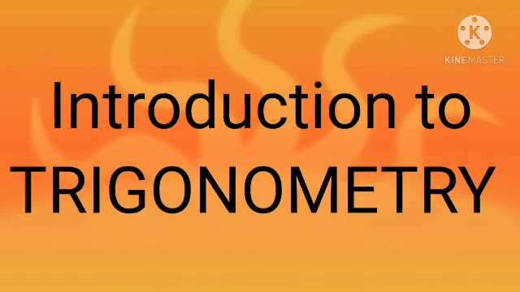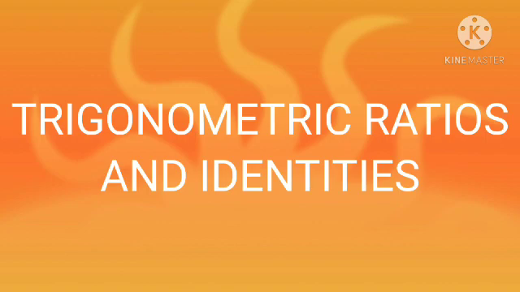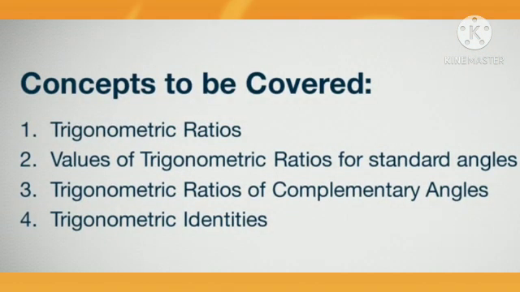Now we are moving to the second chapter of today's revision, that is Introduction to Trigonometry. In this chapter we are dealing mainly with right triangles, and we are studying the important trigonometric ratios and trigonometric identities. The main important concepts that you studied are trigonometric ratios, values of trigonometric ratios for some standard angles, trigonometric ratios of complementary angles, and trigonometric identities.